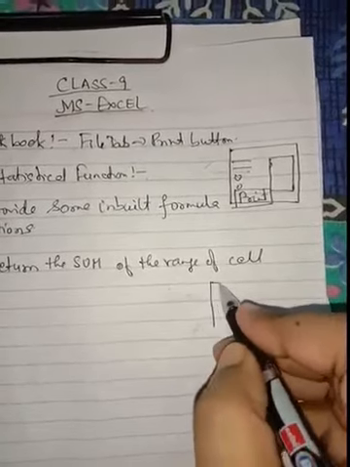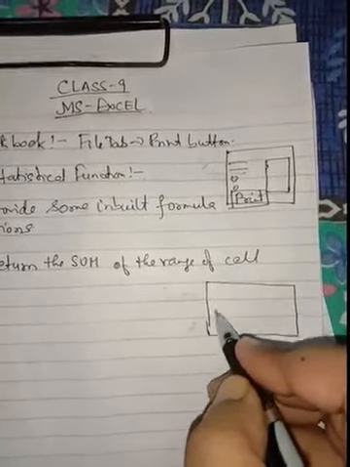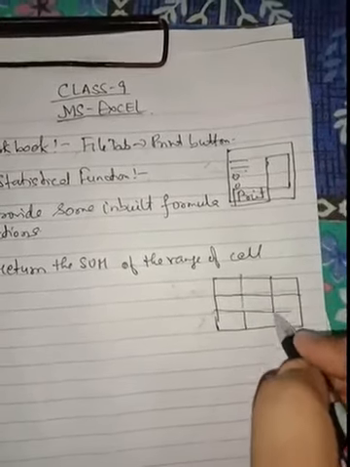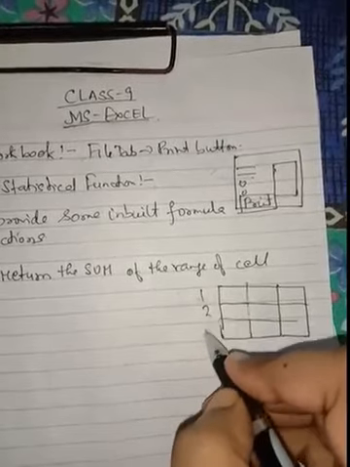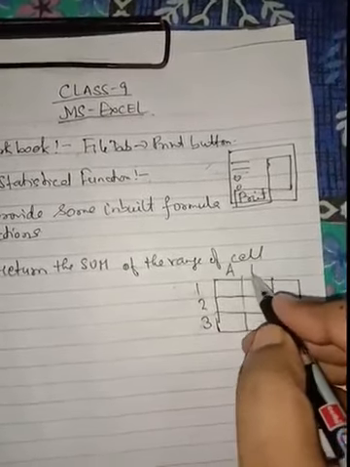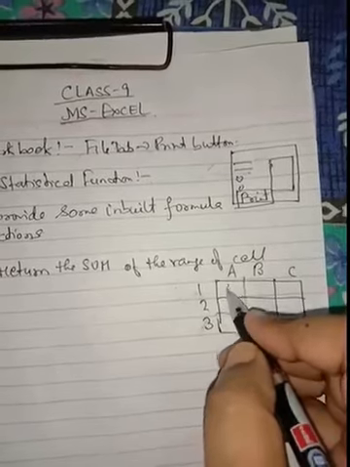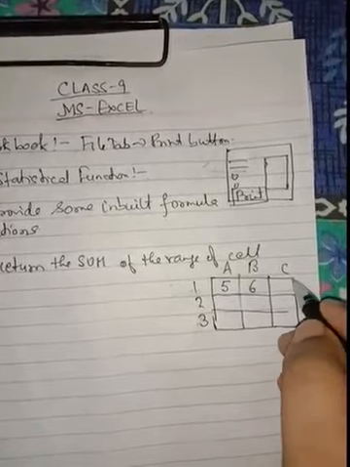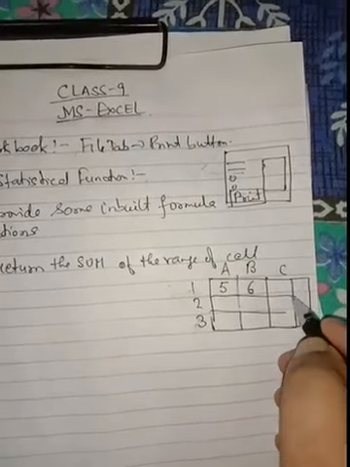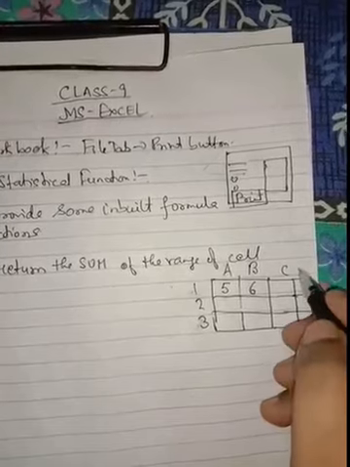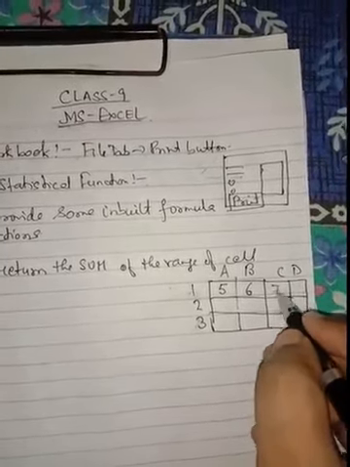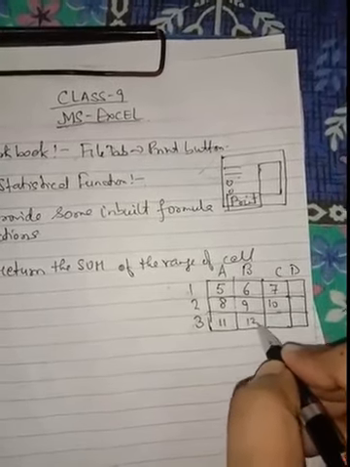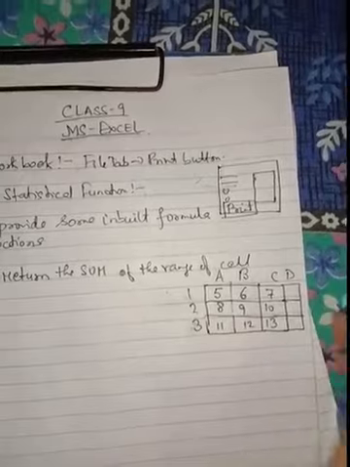Suppose this is an Excel worksheet. Say this is row 1, 2, 3, and these are the columns A, B and C. We have entered some values over here, 5, 6, 7, 8, 9, 10, 11, 12, 13, so that the calculation becomes easy to understand.